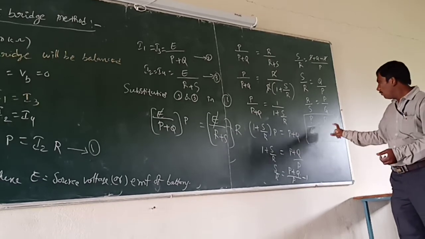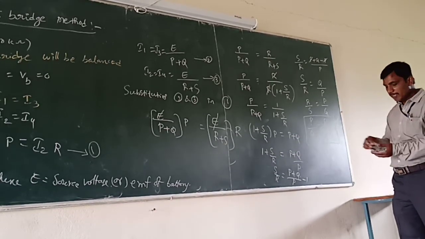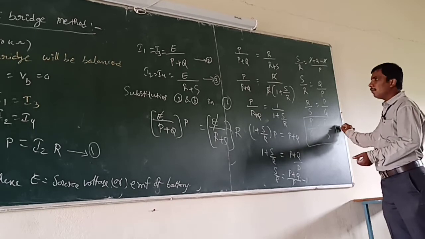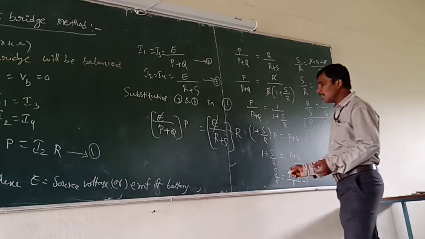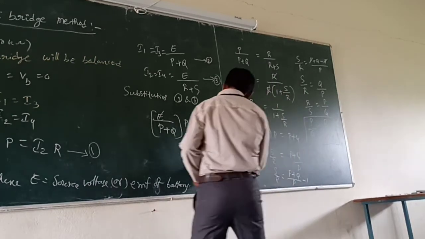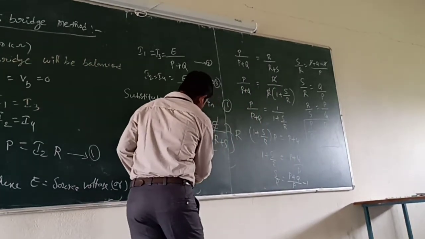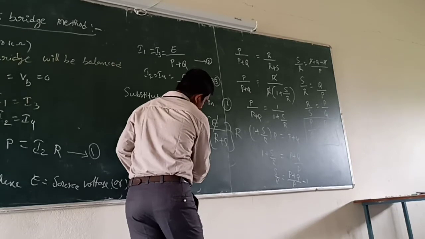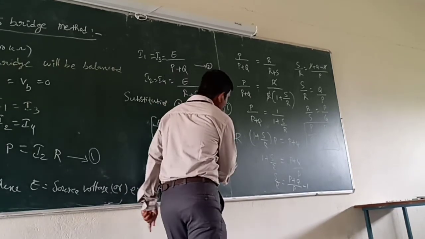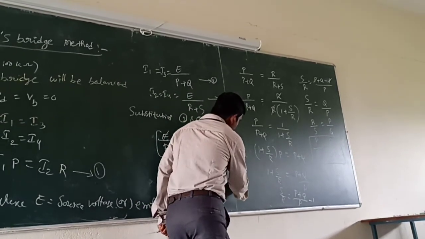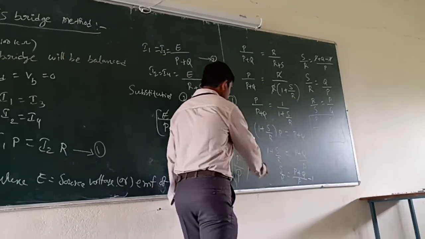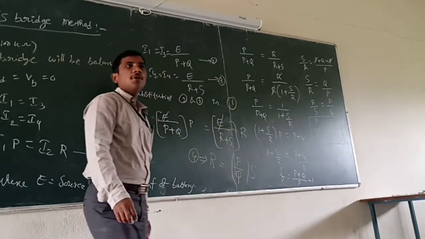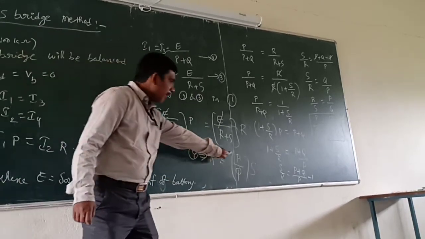Now we have to find R from equation number 4. From equation 4, R is the unknown resistance. R equal to P by Q into S, where P by Q is the ratio.